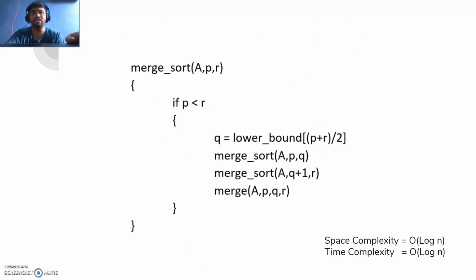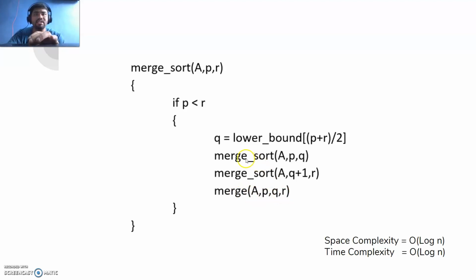This is the merge sort function. Here we have A, P, and R. P is the starting index of the array, and R is the ending index of the array. Q is the midpoint of that array, computed as P plus R divided by two, taking the lower bound. Then we call the merge sort function recursively. In this recursive call, we send the first part of the array, from P to Q, the midpoint. Then we call merge sort on the second part of the array, Q plus 1 to R. And then I call the merge function.